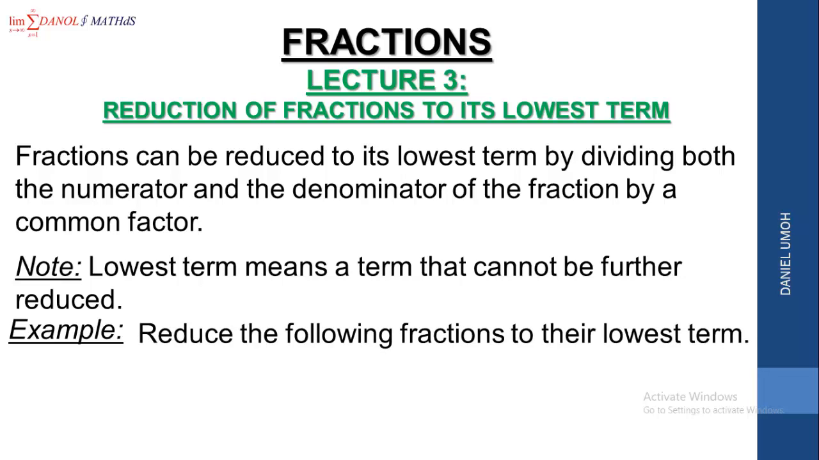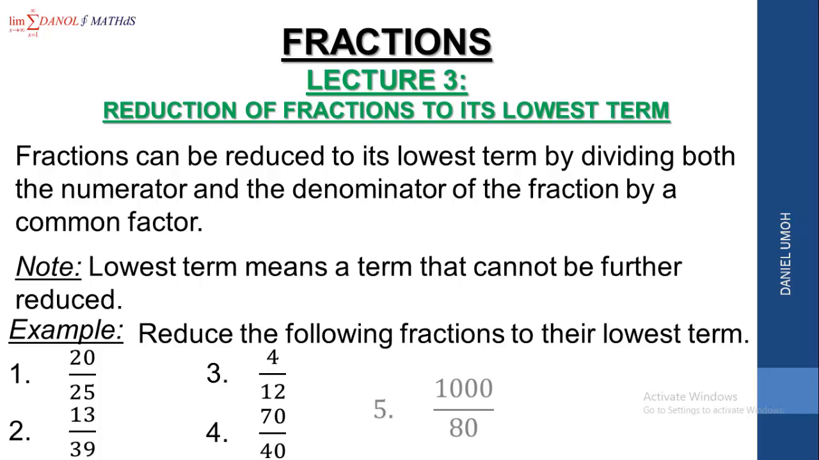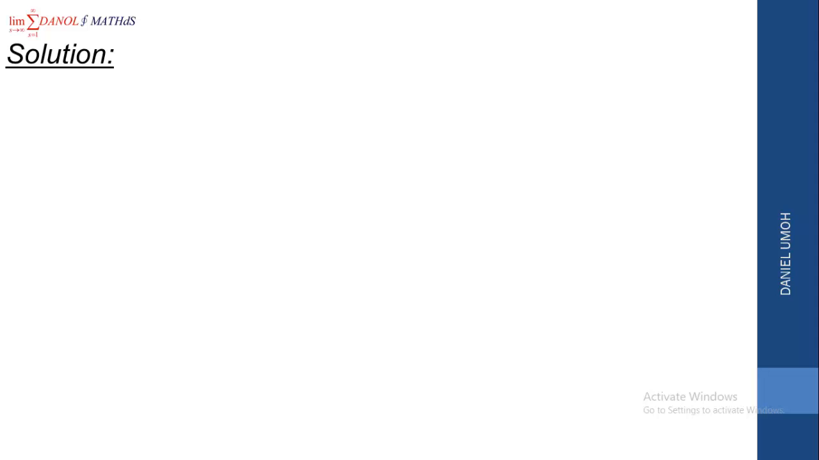The question says, reduce the following fractions to their lowest term. Number 1, 20 over 25. 2, 13 over 39. 3, 4 over 12. 4, 70 over 40. 5, 1000 over 80. 6, 3 over 4. Okay, we are going to reduce the following fractions to their lowest term. Now let's look at the solution.